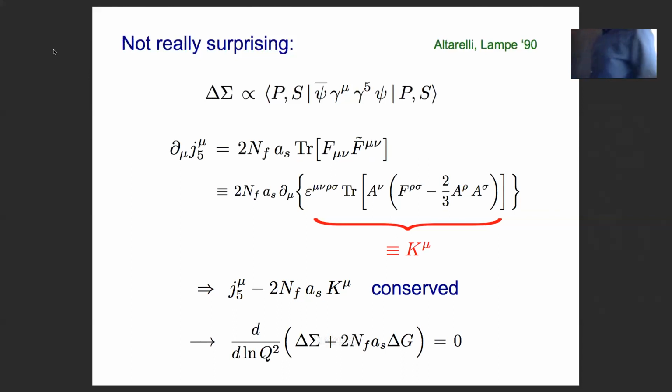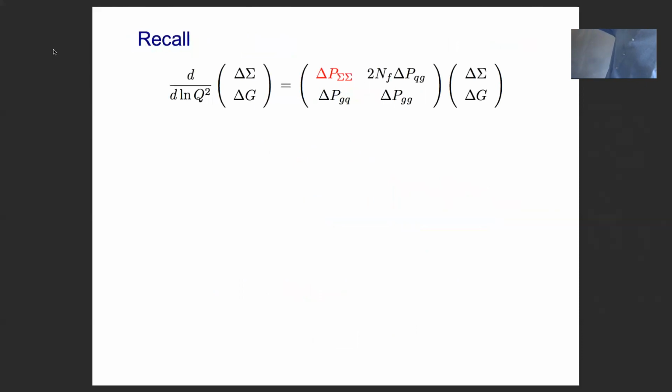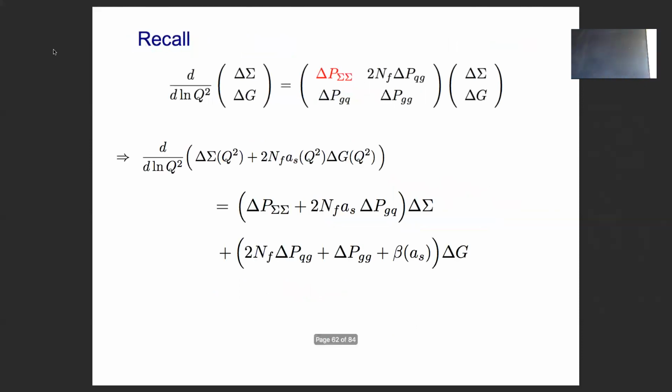So when you start from that, and you go back into your evolution equations, the left-hand side of the equation I just wrote, you can now insert the pieces for the evolution of delta sigma and delta G. And what happens is, of course, for delta sigma, you get the sum of these two contributions.